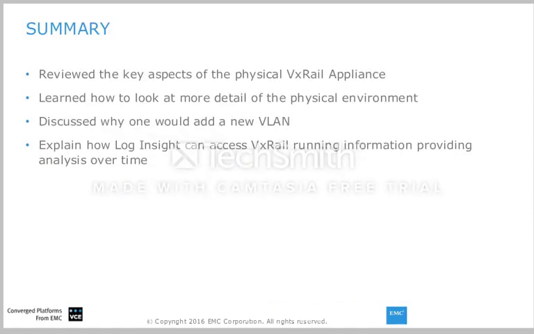In summary, we reviewed the key aspects of the physical VxRail appliance. We learned how to look at more detail of the physical environment. We discussed why one would add a new VLAN and some of the considerations. We explained how Log Insight can access VxRail running information to provide analysis over time.